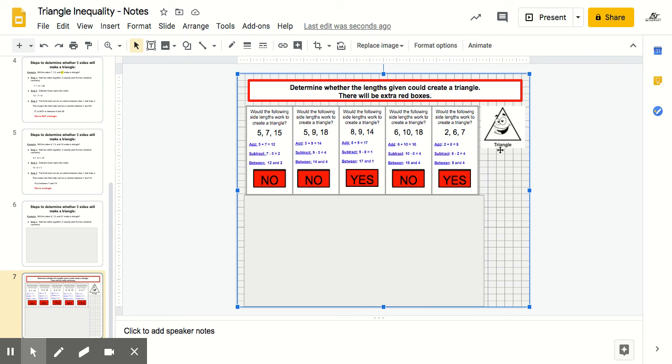Your assignment for today is going to be a drag and drop that looks identical to this. Please make sure that you are filling in all of your work in this, what I typed in blue, and also dragging the yes and no's into the appropriate boxes. There will be extra red boxes, but again, guys, if you don't drag and drop and if you don't show your work here, you will not receive full credit. As always, ask me if you have any questions.